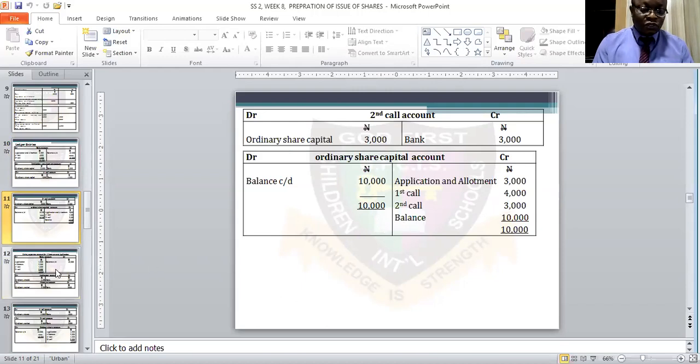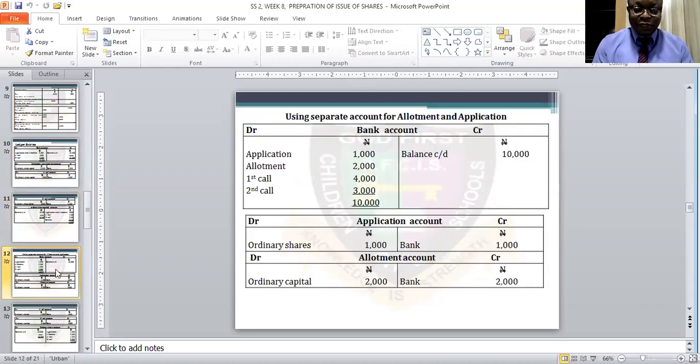So let us look at using separate accounts for allotment and application. This is the second method, if you don't want to combine the allotment account and application account together. So we have bank account, debit side, we have application of 1,000, allotment of 2,000. First call is 4,000, and second call is 3,000 naira.